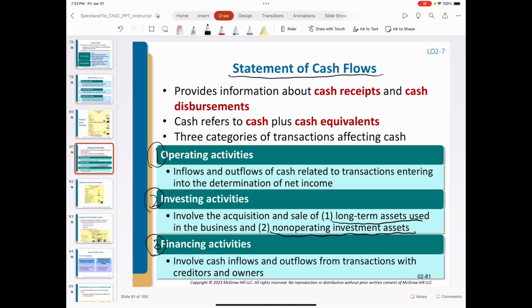Last one is financing activity. It reports the cash inflows and outflows from the transaction with the creditors and owners. For example, if the company issues notes, borrows money from the bank, creditors, or pays off the loan, these are financing activities. Or issue stocks, paying dividends, or retire or buy back stocks are related to the financing activities.